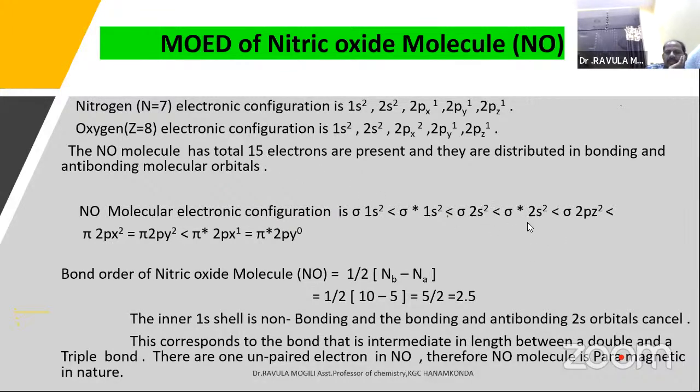More than 14 electron system, so here sigma 2pz comes before, in comparison with pi 2px2 and pi 2py2. So bond order is 2.5.